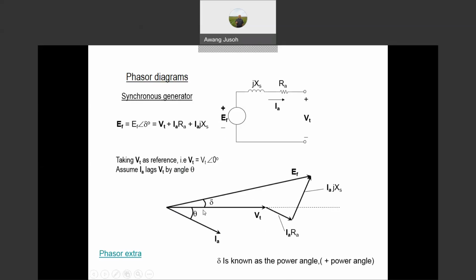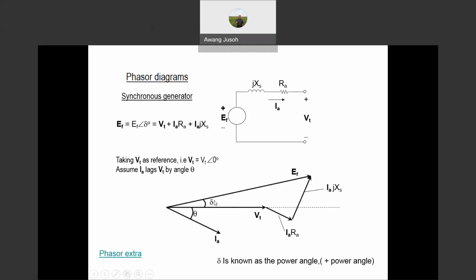Don't get confused. The power factor, theta, is represented by the current. Whether the current is lagging or leading, it is represented by theta. Delta is represented by the EF. You need to check carefully whether they give you delta or theta. If they give you delta, that means the angle between EF and V terminal.